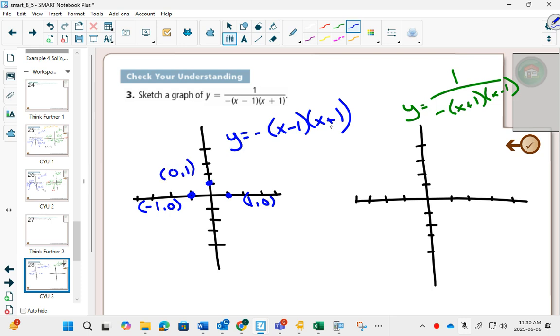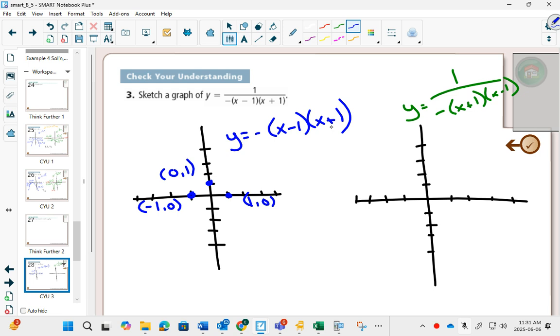(0, 1). You could also see that the vertex might have been (0, 1), because if you multiplied this out, you would get a -1x squared with other stuff afterwards. And that -1x squared means you go over 1 down 1. So you're like, oh, if I went over 1 down 1, but I'm here, I could go up 1 over 1 to find my vertex.